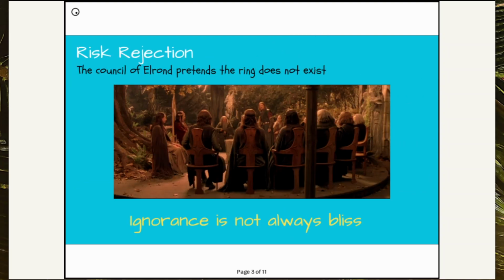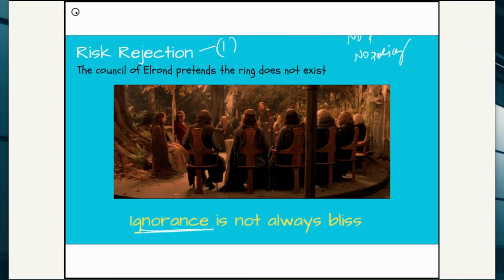The first response type is risk rejection, and it is the worst because you are ignoring the risk. In the film, the Council of Elrond pretends that the ring does not exist at all, but it does. It's like when a company decides, yes, anybody can plug in a USB, anybody can send email to outside, but you know what? Nobody does. There is no policy, there is no control, obviously there is no DLP, so a disaster is confirmed.